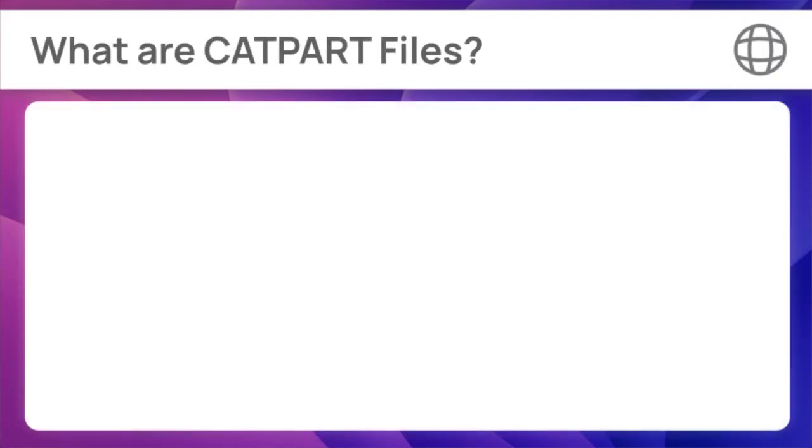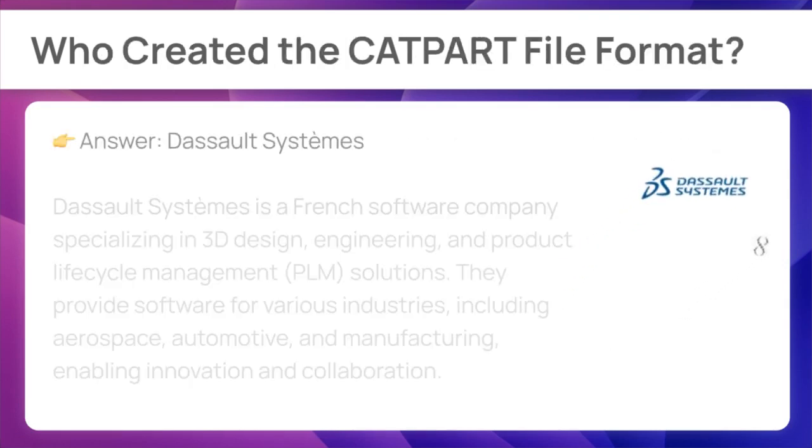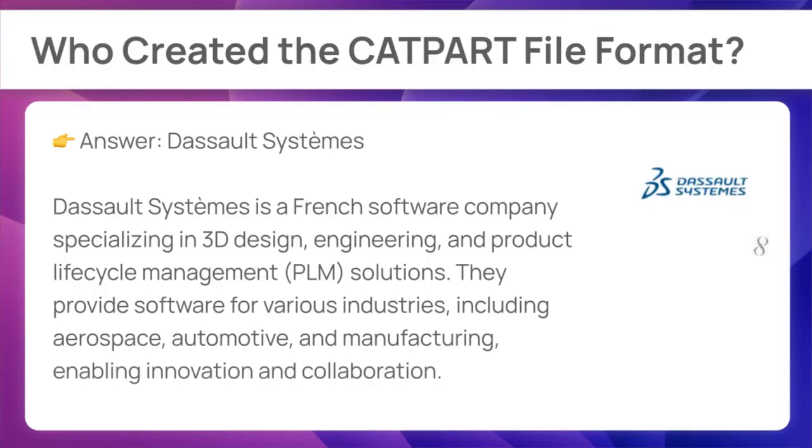A CATPART file is a 3D CAD, computer-aided design, part file created by CATIA, a sophisticated engineering and design software suite. It contains the geometric data, features, and properties that define a single component within a larger assembly. These files are essential for creating and managing complex product designs in industries like aerospace, automotive, and manufacturing.